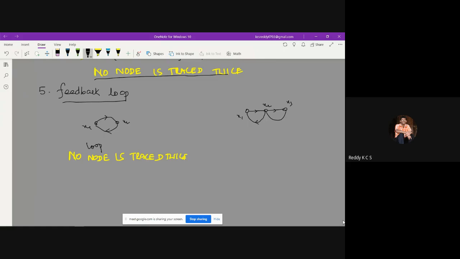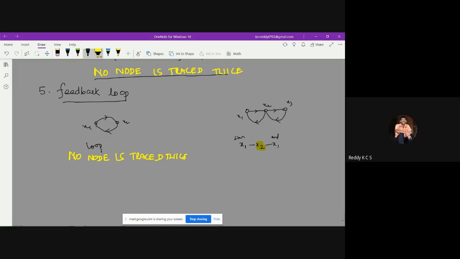Okay, so here, if I take the feedback loop, one signal is generated from x1. The generating node is this one. Say, for example, the signal is originated at this particular point, touches x2, and comes back to x1. So x1 to x2 and then back to x1. The starting point and ending point are the same, and here no node is traced twice.